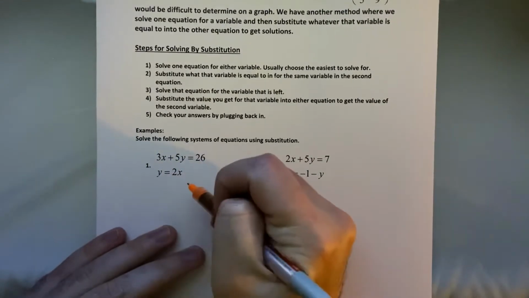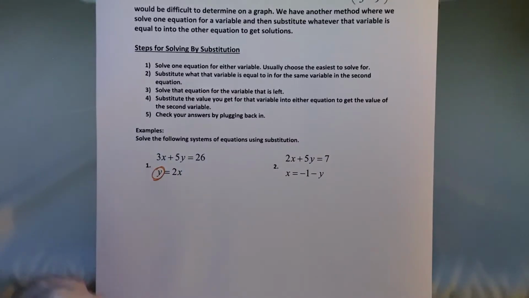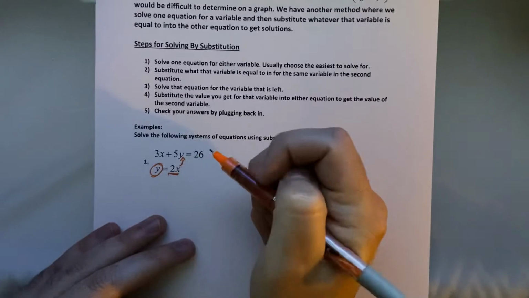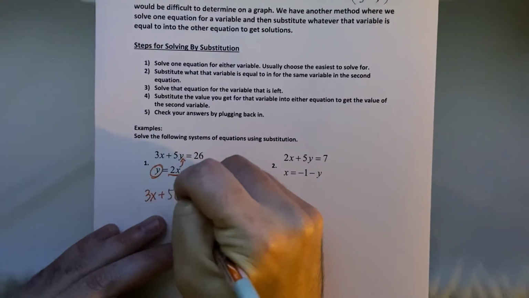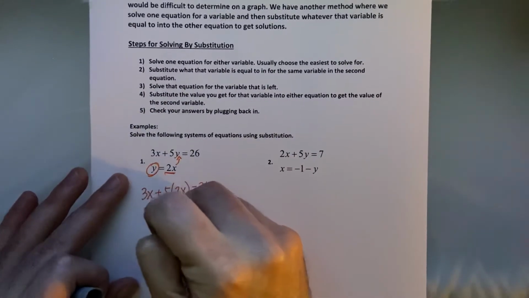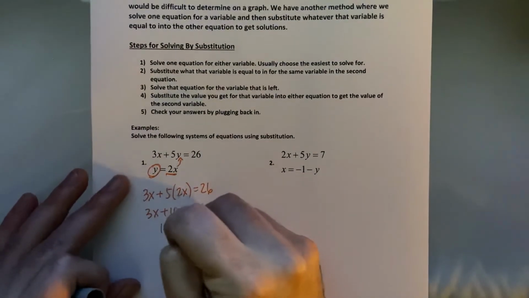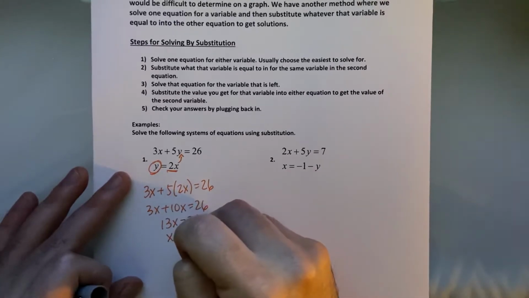So which of these is easiest to get by itself? Probably this y, given it's already by itself. So it's equal to 2x, so I need to take 2x and substitute it in for the other y. So we have 3x plus 5 times 2x equals 26. That's 3x plus 10x equals 26, or 13x equals 26. Divide by 13, x is 2.